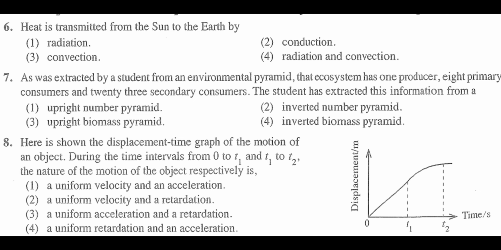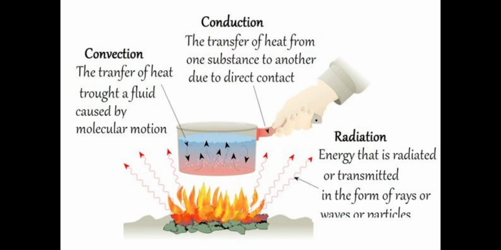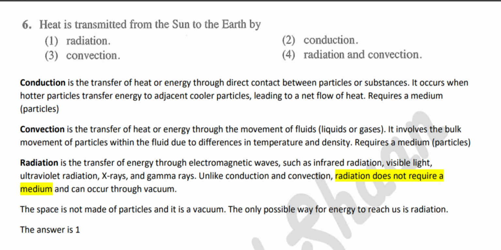And we have three different types of energy transmission. Heat is an energy. So let's talk about the first one, conduction. Conduction is the transfer of heat or energy through direct contact between particles or substances. It occurs when hotter particles transfer energy to adjacent cooler particles. Then those cooler particles heat up and they pass it to the next cooler particle. So it leads to a net flow of heat. This requires a medium or particles.